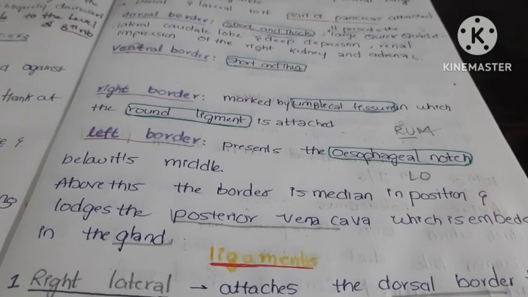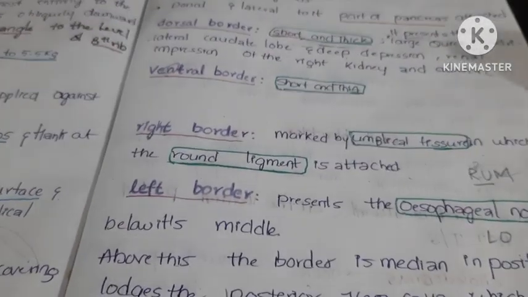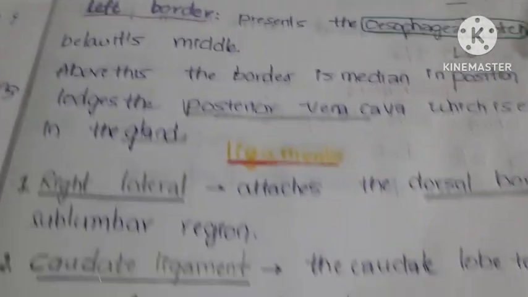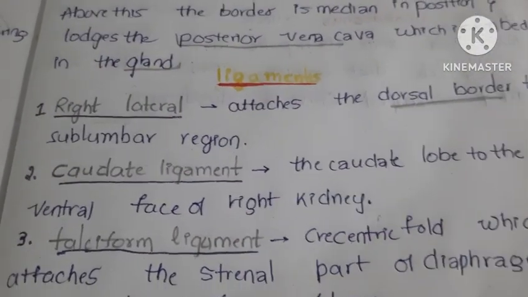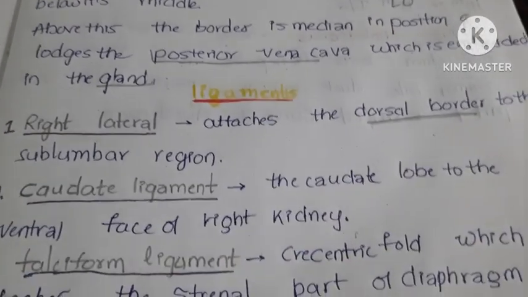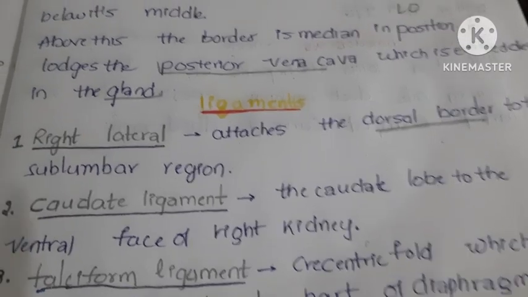It has 4 borders: dorsal border, ventral border, right border, and left border. We discuss these 4 borders. This right lateral ligament is attached to the dorsal border to the sublumbar region.